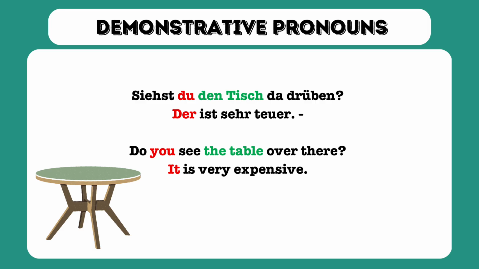Here are some examples of demonstrative pronouns in the nominative case. Siehst du den Tisch da drüben? Der ist sehr teuer. Do you see the table over there? It is very expensive. Der in this sentence is actually being used as a demonstrative pronoun to refer back to den Tisch. It's used in the nominative case because that's how it is in the sentence. If you wanted to, you could say der Tisch ist sehr teuer, but we just mentioned which table we're talking about, so instead of doing that, we used a pronoun. We could have said ist sehr teuer if we wanted to, talking about, again, the table. But in this case, I chose to use der to draw more attention to it.